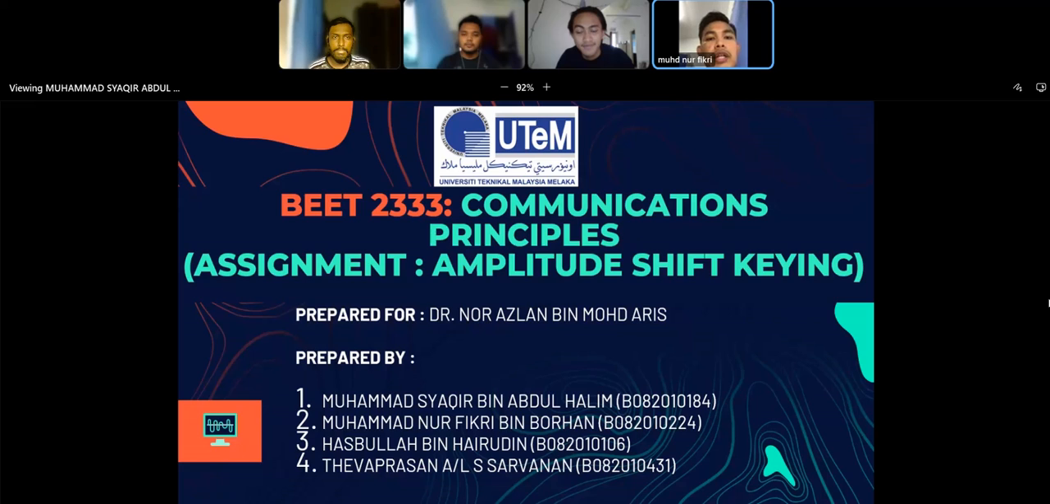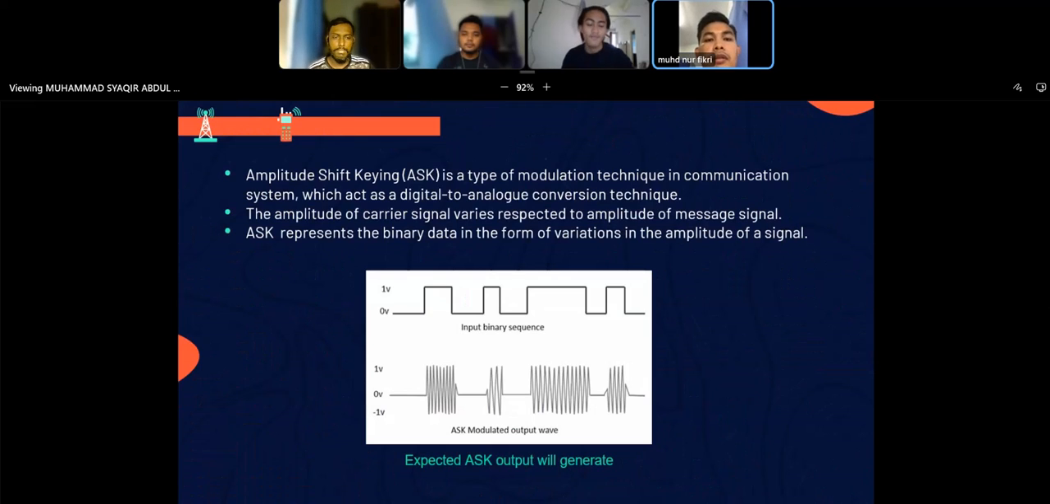Let's start with the introduction. The introduction for this assignment is, first, amplitude shift keying is a type of modulation technique in communication systems which acts as a digital to analog conversion technique.